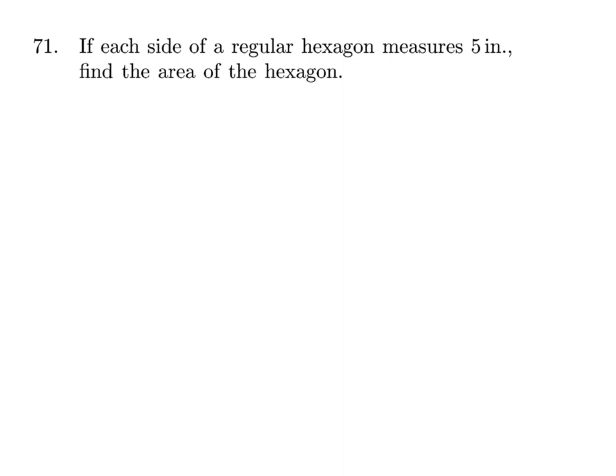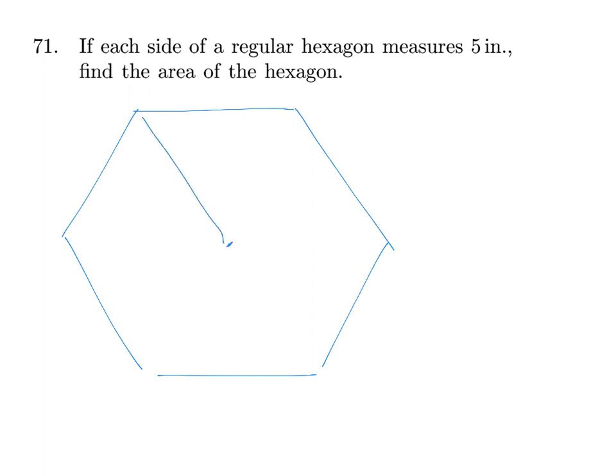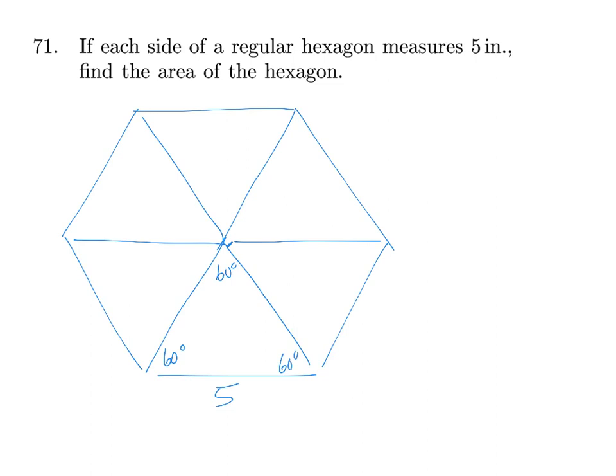If each side of a regular hexagon measures 5 inches, find the area of the hexagon. We have a hexagon. Each side is 5 inches. For a hexagon, inside of it are 6 equilateral triangles. So this is 5. Now I just have to figure out the area of each triangle. I'm going to cut it in half here. So this is 2.5, and this is going to be 2.5 square root of 3.